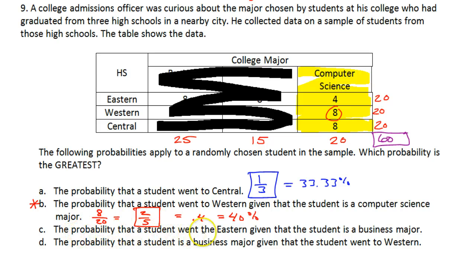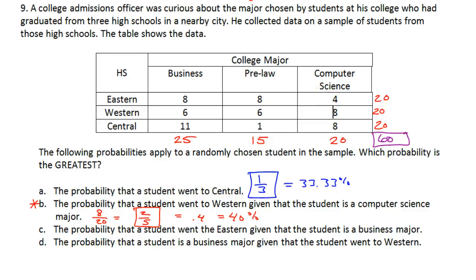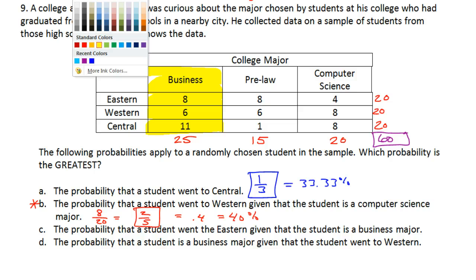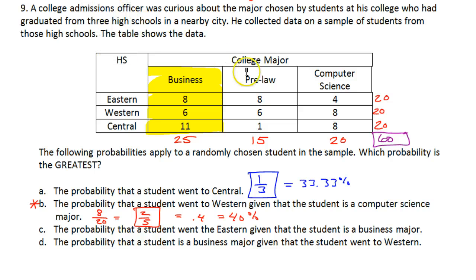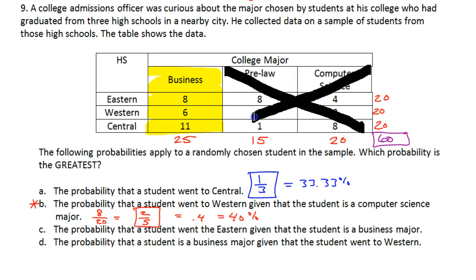How about the probability that a student went to Eastern, given that the student is a business major? I've got to start over with my highlighting. This time we're given that the student is a business major, so I'm going to focus on business major as my new universe. With that in mind, I'm going to forget about the rest of this. So this is my universe now.